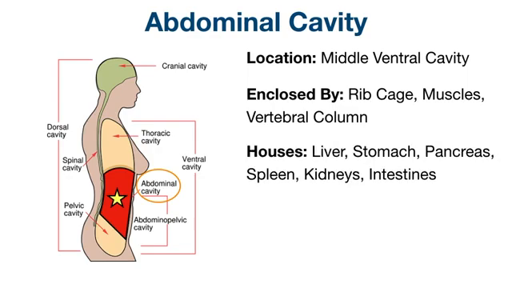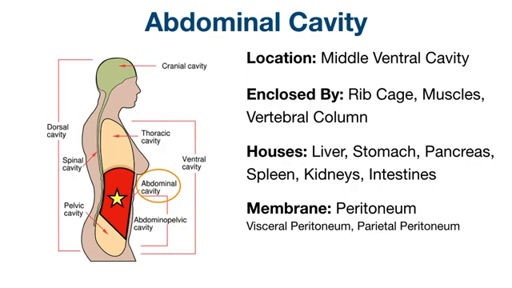Some of the main contents of the abdominal cavity include the liver, stomach, pancreas, spleen, kidneys, and intestines. The abdominal cavity is lined with a serous membrane called the peritoneum. Similar to the pleura and pericardium, the peritoneum has two layers, the inner visceral peritoneum that covers the internal organs or viscera, and the outer parietal peritoneum that lines the wall of the abdominal cavity.